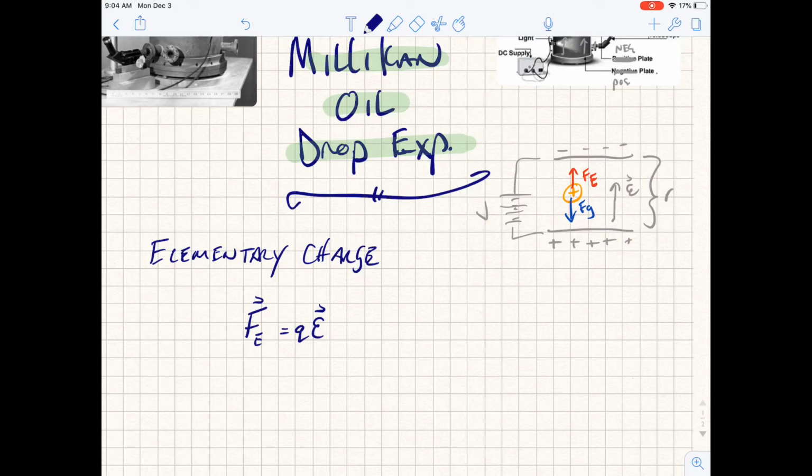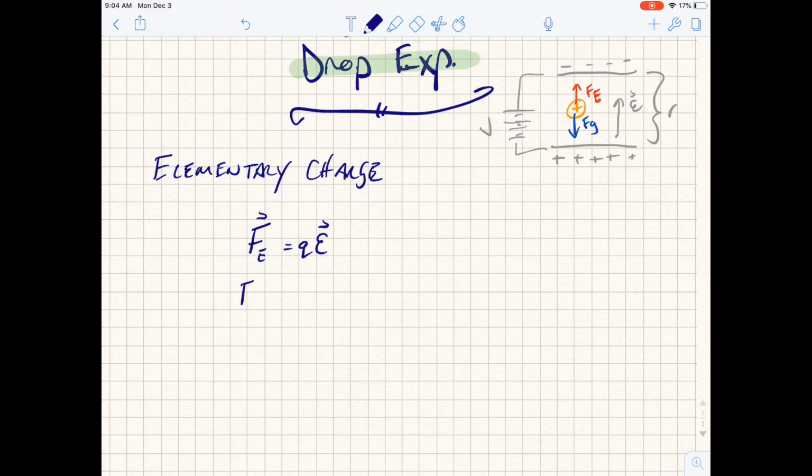We can carefully adjust the potential difference so the falling drop comes to rest between the plates. It levitates, it's hovering. That means when that is happening, the electric force experienced by that charge is equal to Fg.